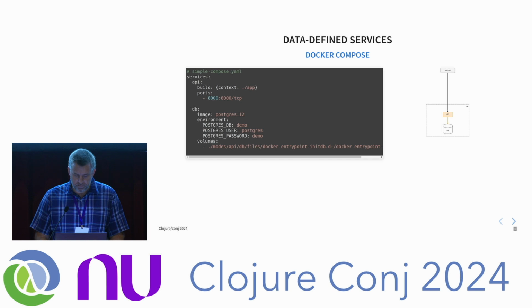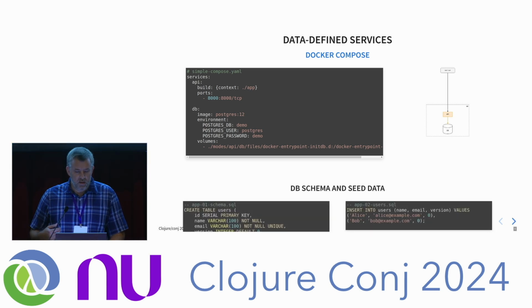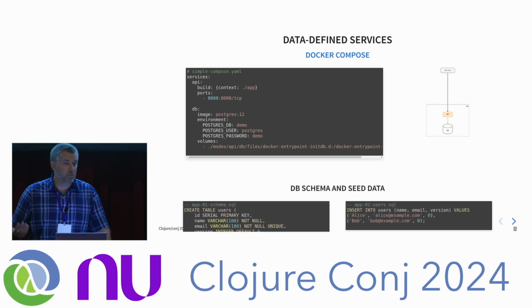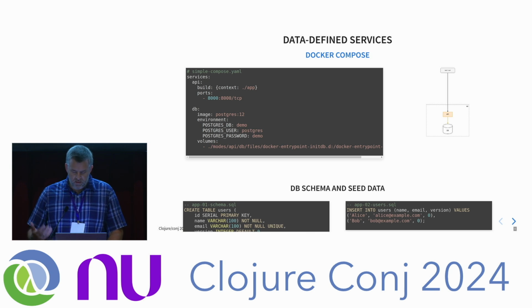This is basically our simplified essential system, defined in a Docker Compose YAML file. We've defined two services here. There's an API node. It builds from a directory, the code directory. It exposes port 8000 to the world. And then we have a DB service. This uses a generic Docker image for Postgres, sets some credential values, and then we mount in a volume that has our DB schema and some seed data. And these files are nearly data-defined, I would call them.